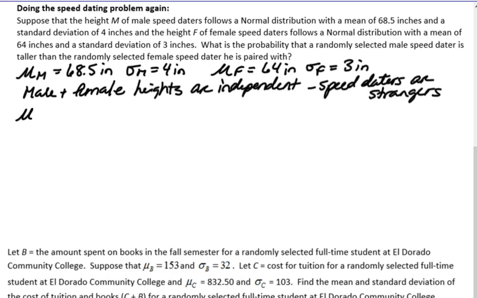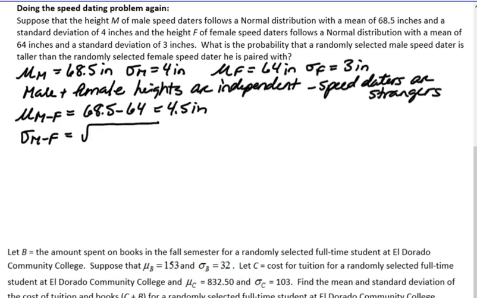So we know that the mean of male minus female is just 68.5 minus 64, or 4.5 inches. And the standard deviation of male minus female we find by doing the square root of the standard deviation squared of male plus the standard deviation squared of female, and that ends up being 5 inches.